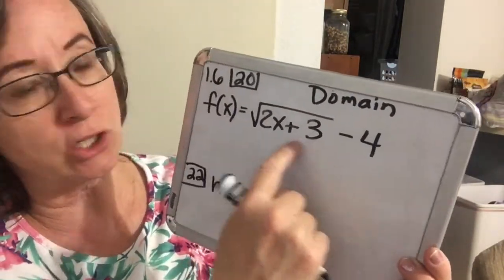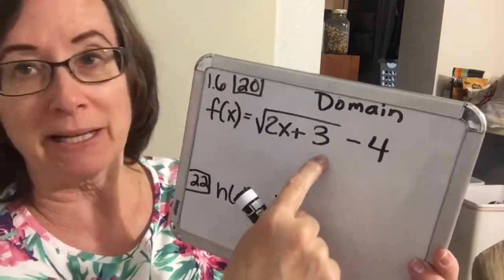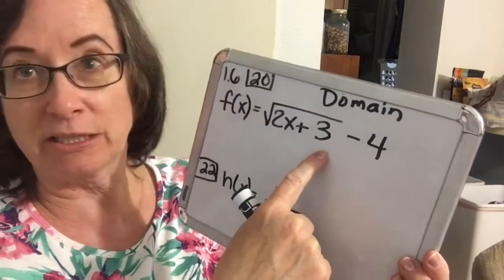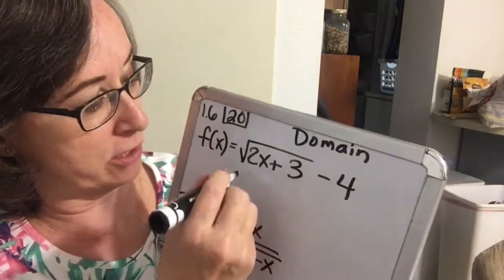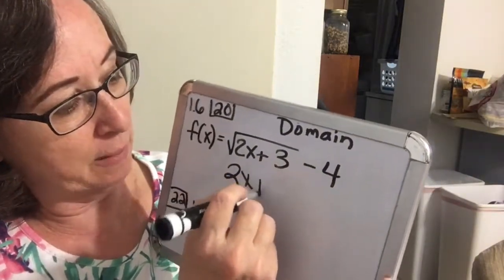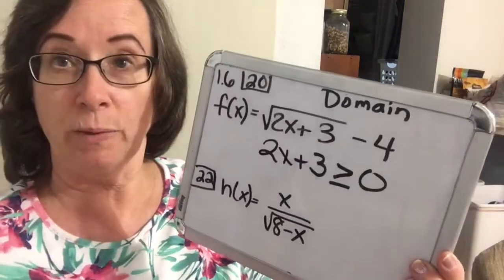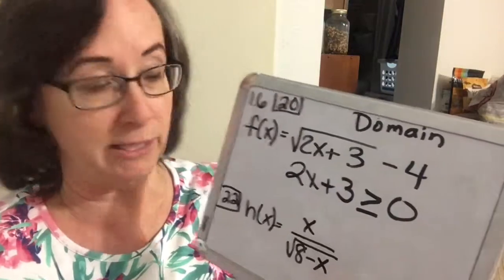So we have to make sure that 2x plus 3 is greater than or equal to 0. That's what's going to define this function's domain. So 2x plus 3 greater than or equal to 0. 0 would be okay because we can take the square root of 0.